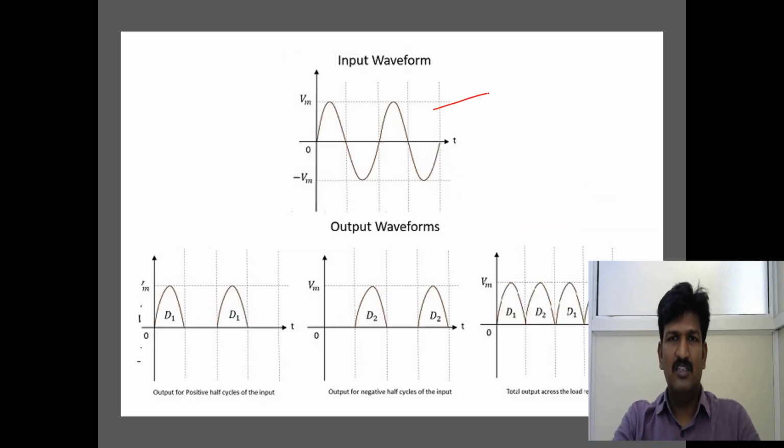Then this one is the input waveform of the center tap full wave rectifier. You can understand that Vm is the maximum voltage, that is, the positive peak voltage of the input waveform, and minus Vm is the negative peak voltage of the input waveform. This is the output for the positive cycle of the input. At the time when the input is the positive cycle for the center tap full wave rectifier, only D1 is going to conduct. What about D2? D2 is switched off because it becomes reverse biased.